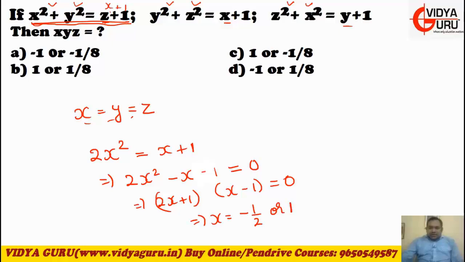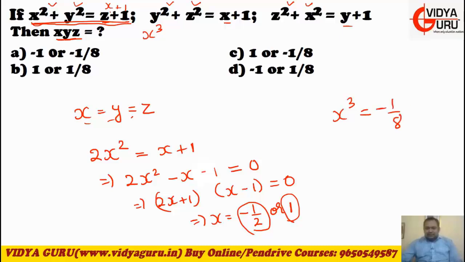So what do we have to find? We have to find xyz. That means x into x into x, or x cube. So we have to find x cube. So what can be the value of x cube? Minus half cube. So x cube has two different values, minus 1 by 8 or 1. So minus 1 by 8 or 1. So this is the correct answer.